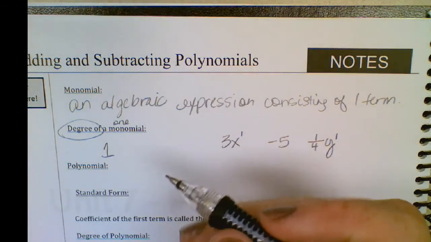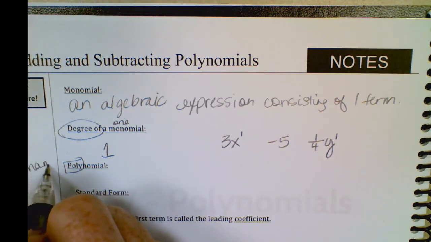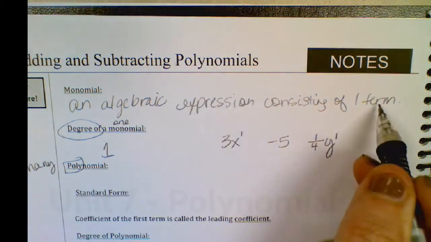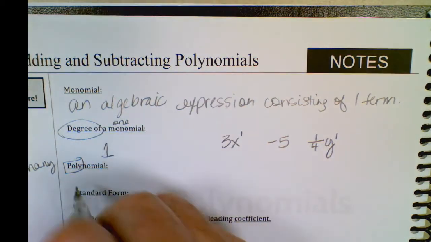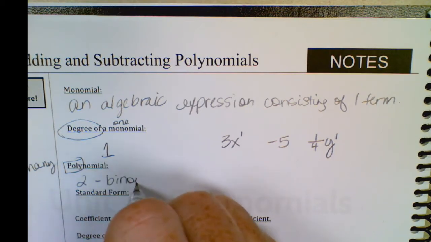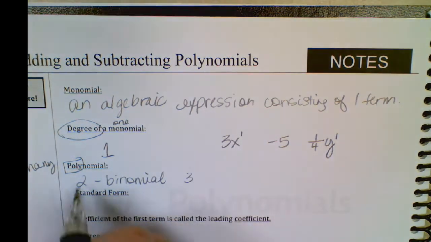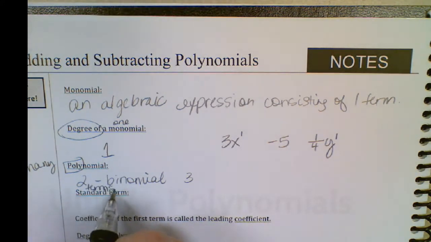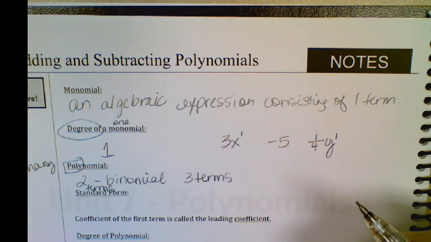Okay. Polynomials, so poly means many. Okay, so it's exactly the same as a monomial, but instead of having only one term, it has many terms. Usually if it has two, we will call it a binomial. If it has 3 terms, let me put terms in there for you. If it has 3 terms, think of what you might think that would be called.